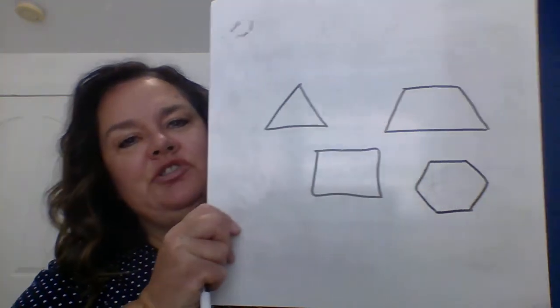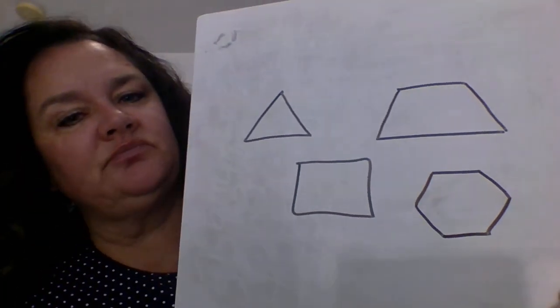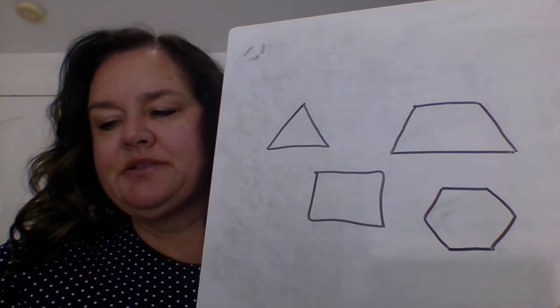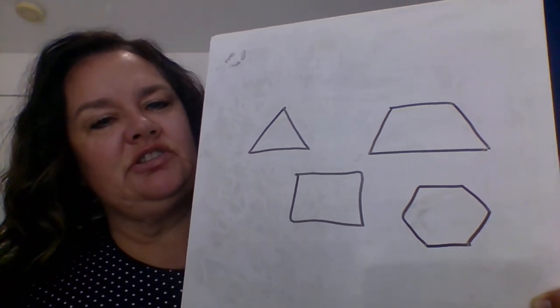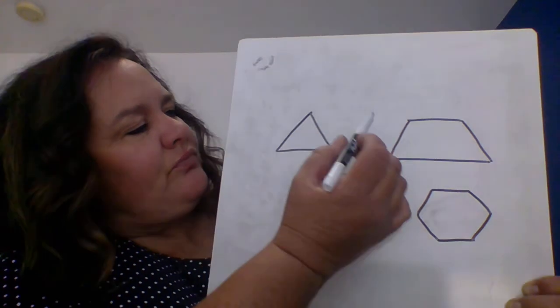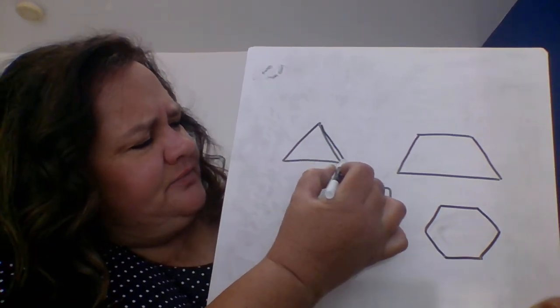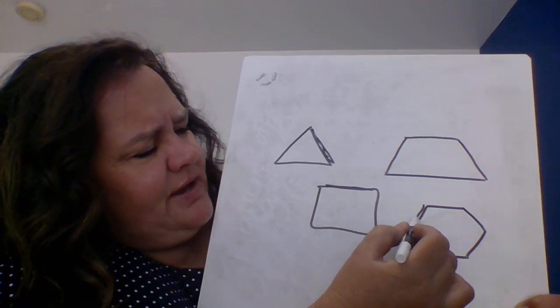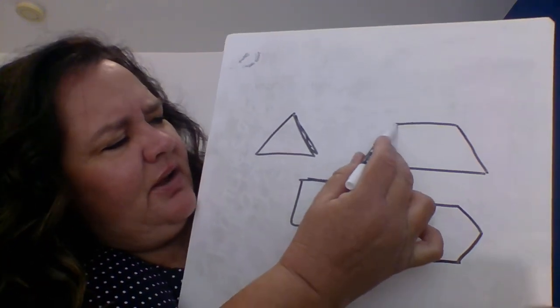Now, as you know, geometry is the study of shapes. I'm sure most of you know these shapes, but we're going to learn about some particular details about these shapes. First of all, these are the sides of these shapes. All of these lines are the sides.